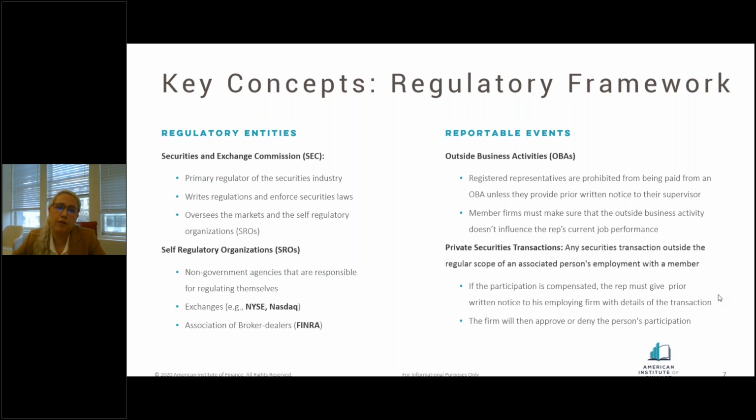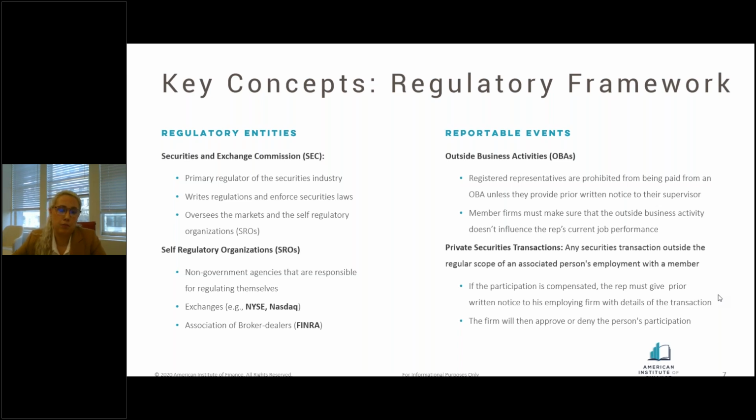And then when it comes to reportable events, obviously you'll find more events during the actual exam, but the 2 main events that I wanted to discuss are the outside business activities, or OBAs, and then private securities transactions, related to selling away. So the first one, OBAs, essentially means that once you're a registered representative, you're prohibited from being paid from an outside business activity unless you provide prior notice to your supervisor or the principal.